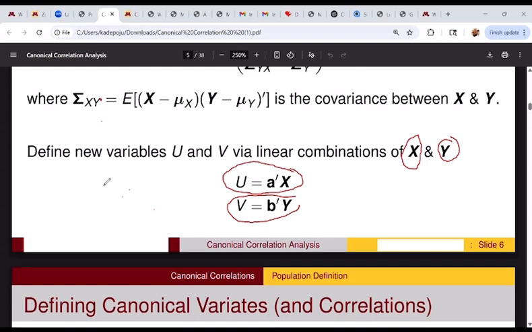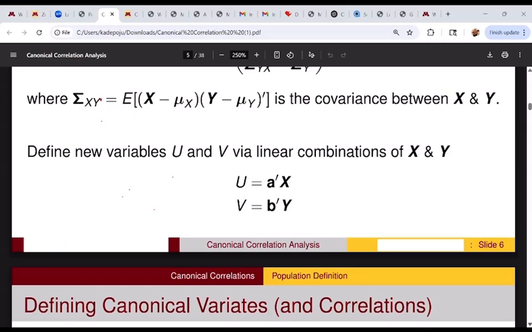Okay, now we have new variables that we have generated. The new variables are U and V, where U is a linear combination of the set of X, and V is a linear combination of the set of Y. And of course, A and B are going to be the constants. In any linear combination, there's going to be some constant. So we have a constant of A for X, and a constant of B for Y. So we derive the new variables U and V.